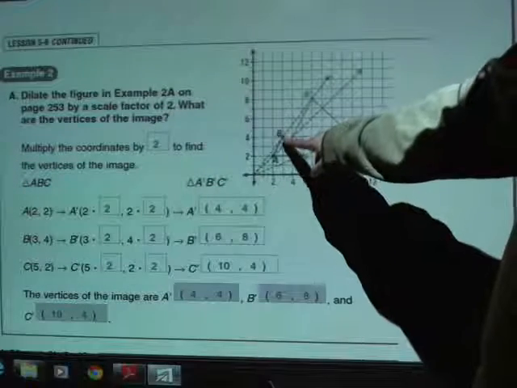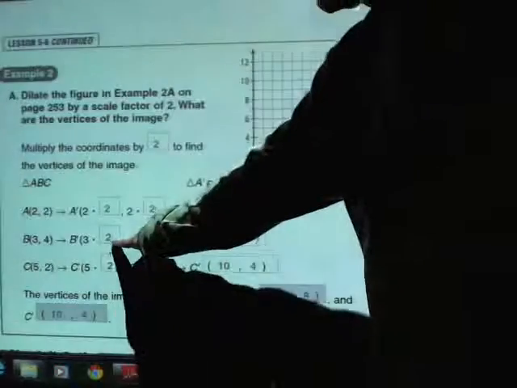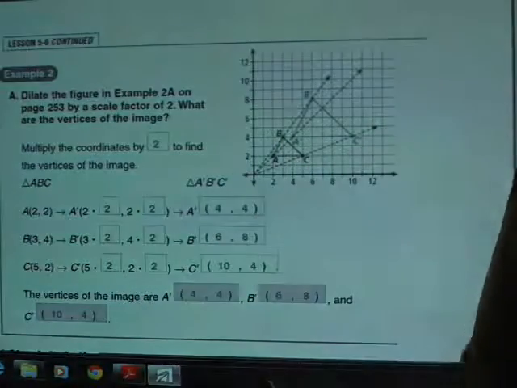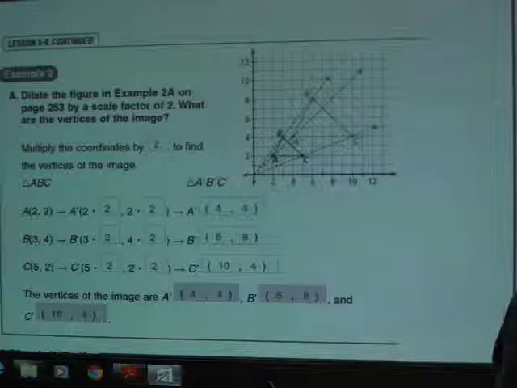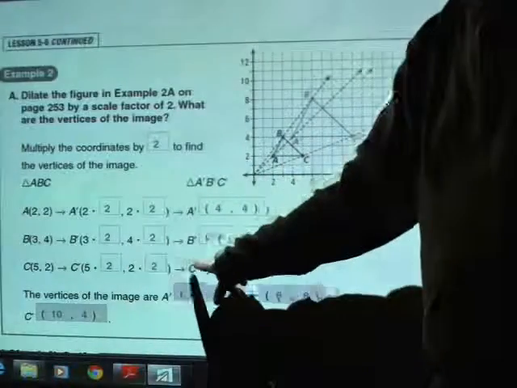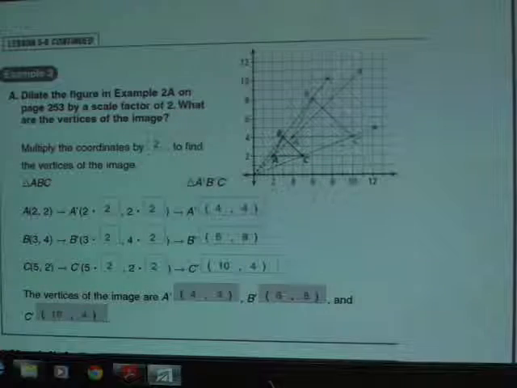B is at 3, 4. So I'm going to multiply each of those by 2, and I find out that my image corner is at 6, 8. With C, that's at 5, 2. When I multiply each of those by 2, I'm at 10, 4. So now that I've done that multiplication by 2, I know where the corners are of my new triangle.